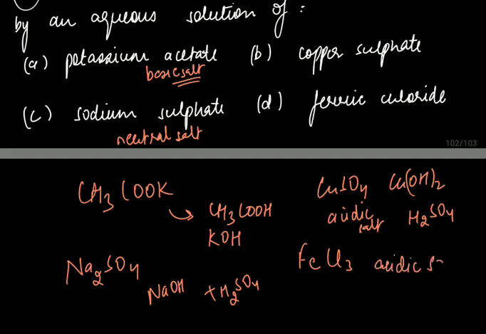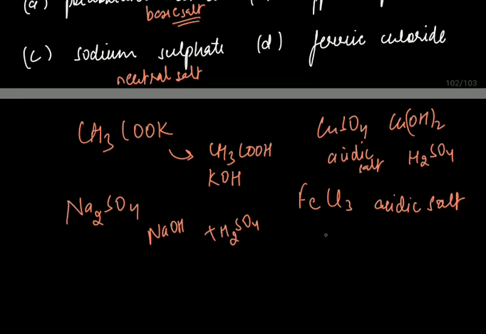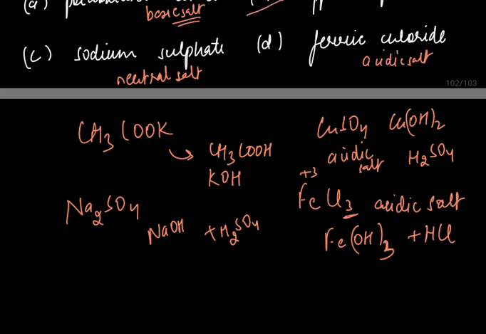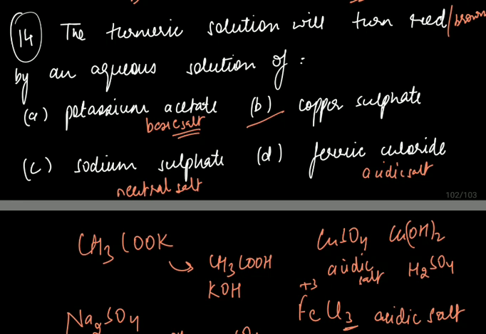How do I know? If you see Fe(OH)3, you can see the oxidation number of iron over here is +3. So ferric hydroxide is an insoluble base. It is not dirty green, it has reddish brown precipitates. And then we have HCl, a strong acid, so this is going to be an acidic salt. So the only option left over here is not B, it's A, potassium acetate. That's the correct answer.